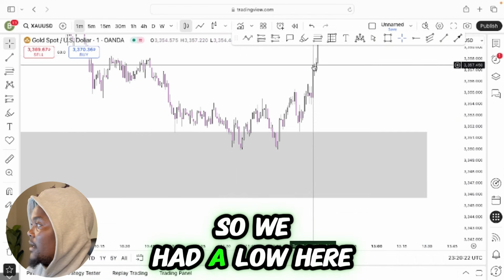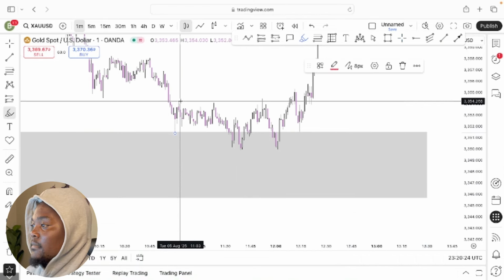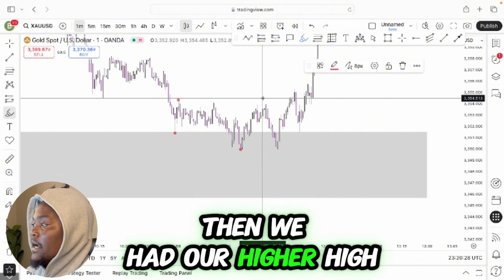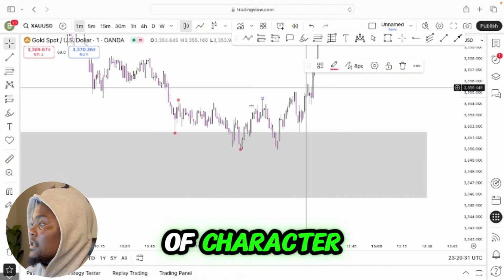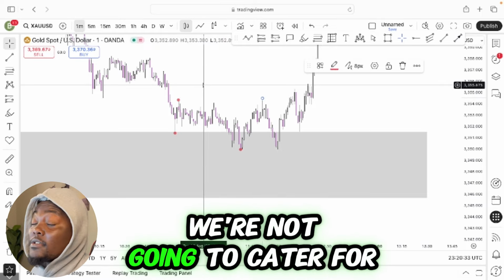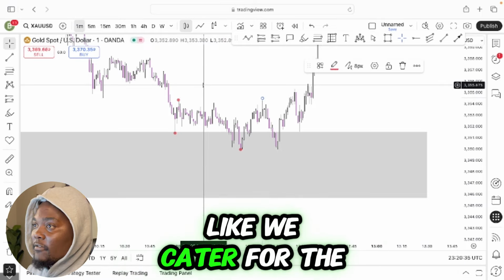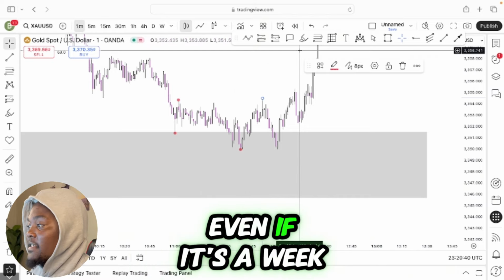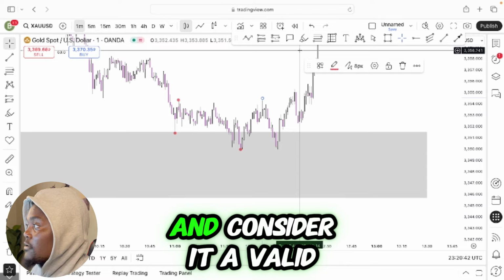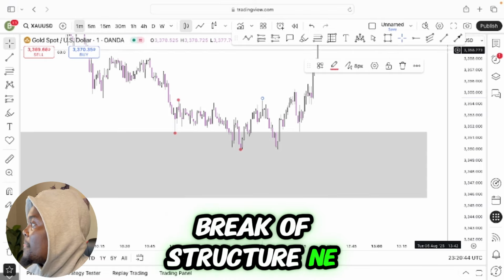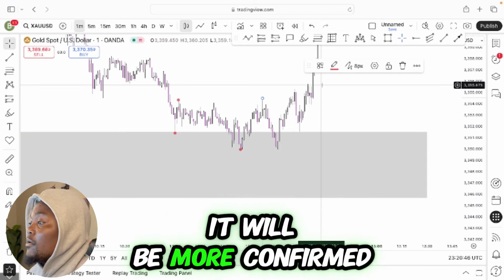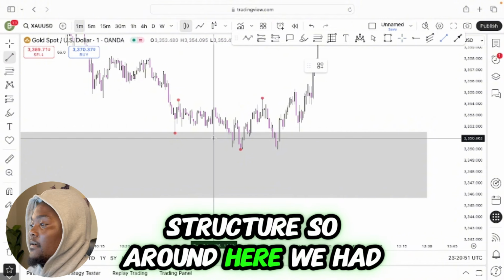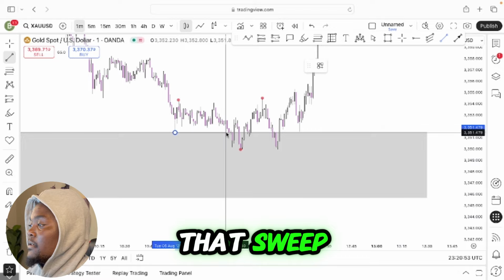So we had a low here. This is our lower high. Then this is our lower low here. Then we had our higher high, which is our change of character. Since we're on the lower time frame, we're not going to cater for the wicks like we do on the higher time frame. As long as you have a break, even if it's a wick, just consider it a valid break of structure, because on the lower time frame it will be more confirmed, since we are following the higher time frame structure. So around here we had that sweep.